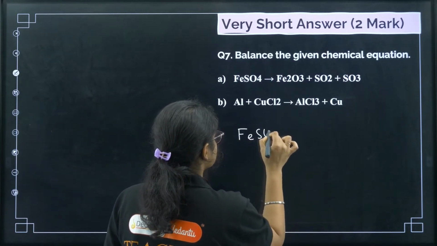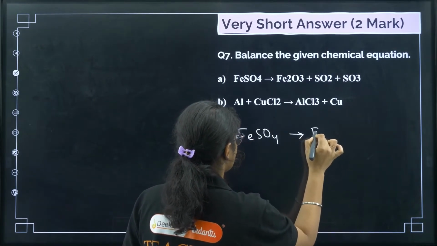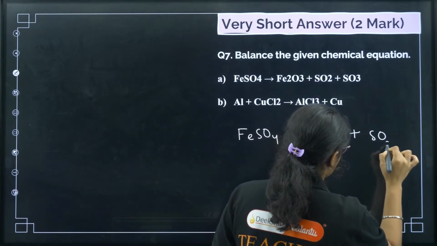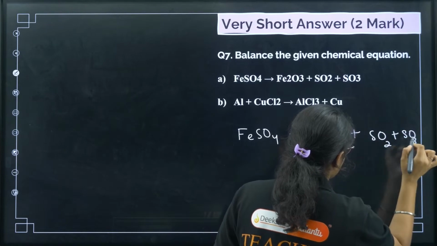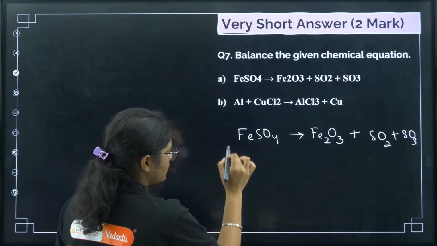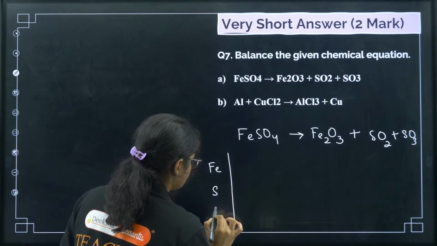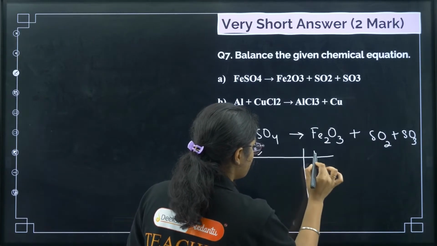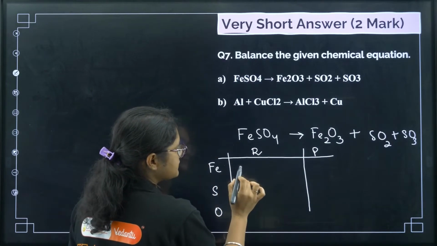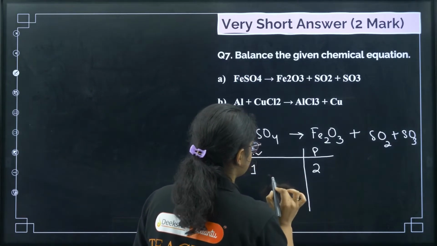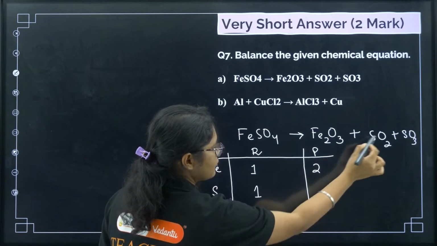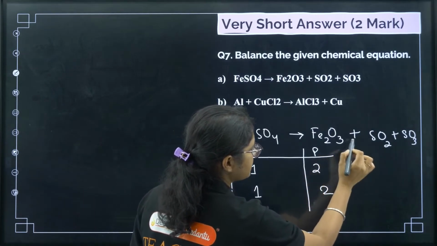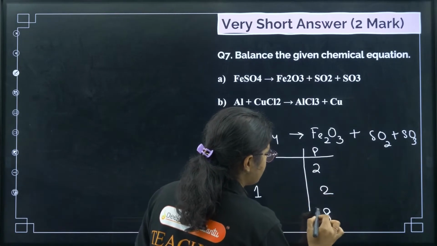We have FeSO4 that gives me Fe2O3. What are the products? SO2 plus SO3. What is our task? To note down the elements. We have Fe, S and oxygen. And what are the reactants and products? Reactants, Fe is 1, product side Fe is 2. Reactant side sulfur is 1, product side sulfur is 2. Oxygen, reactant side it is 4, and here it is 3, 4, 5 plus 3, 8.